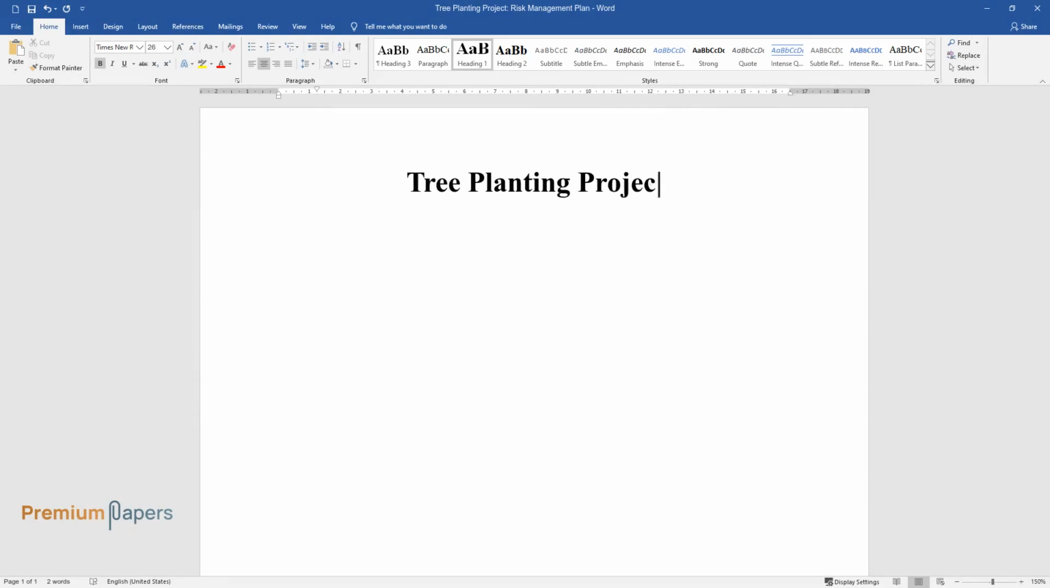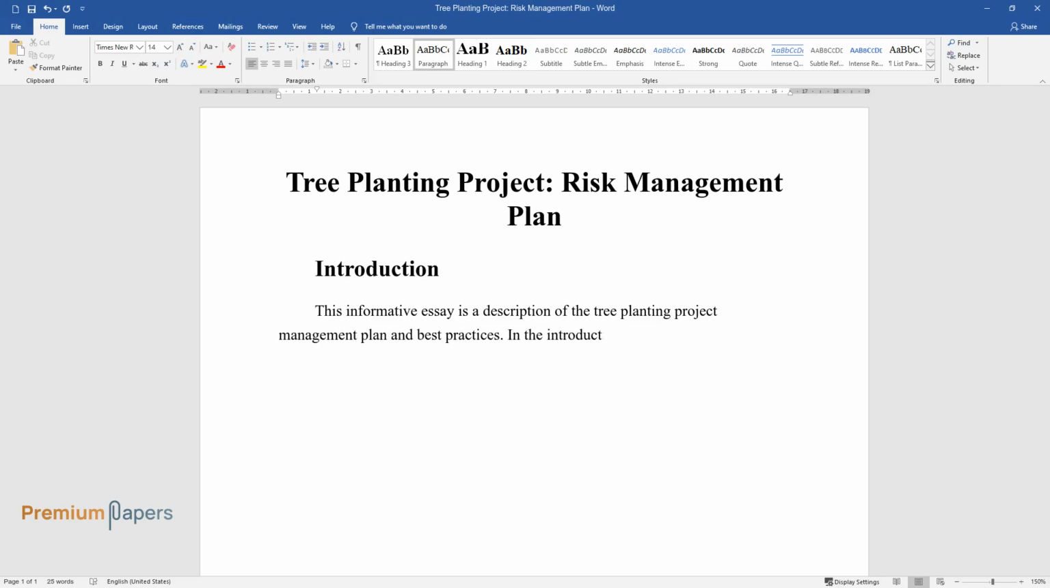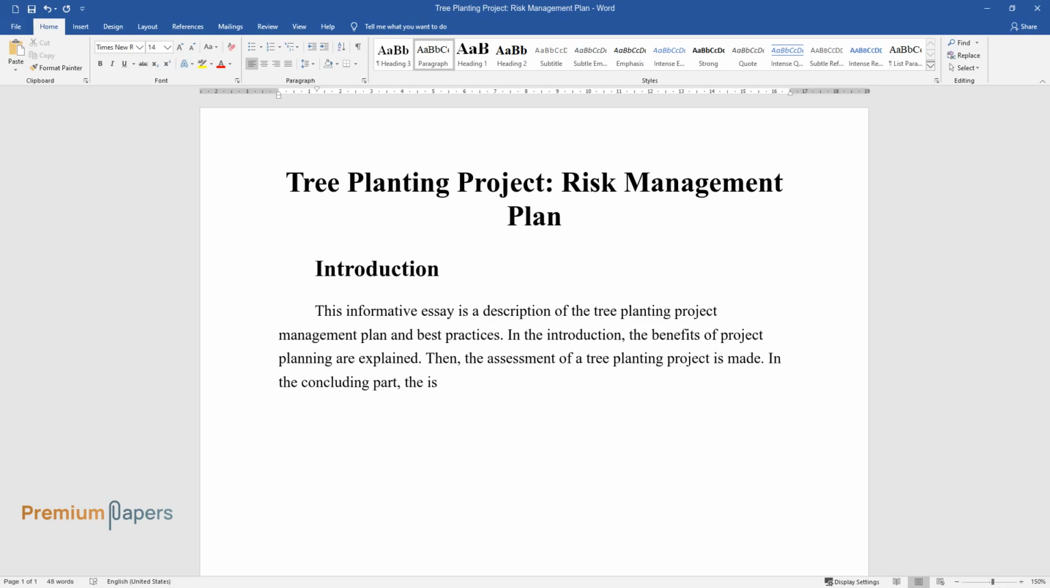Tree Planting Project, Risk Management Plan. Introduction. This informative essay is a description of the Tree Planting Project Management Plan and best practices. In the introduction, the benefits of project planning are explained. Then, the assessment of a tree planting project is made. In the concluding part, the issues of tree planting risk management are highlighted.